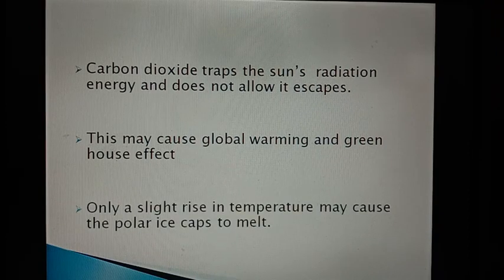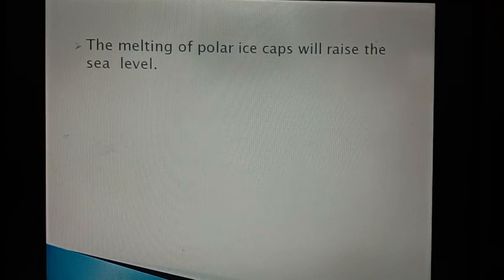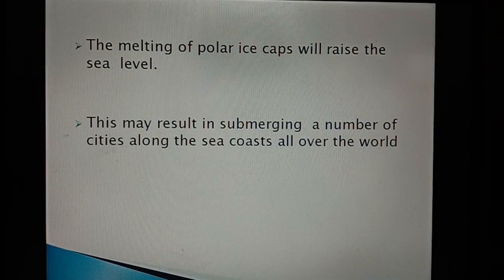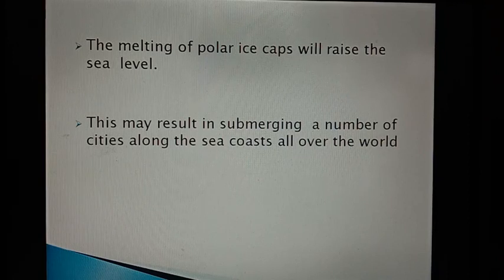Only a slight rise in temperature may cause the polar ice caps to melt. The melting of polar ice caps will raise the sea level. This may result in submerging a number of cities along the sea coast all over the world. So this is the drawback that we will be observing. So this was all about the chapter, all about the topic for the day. We will be concluding the chapter in the next session.